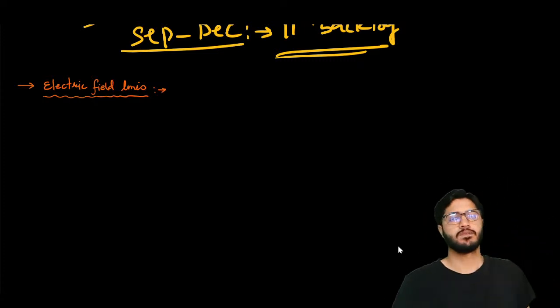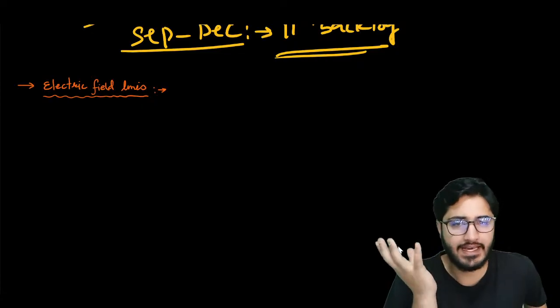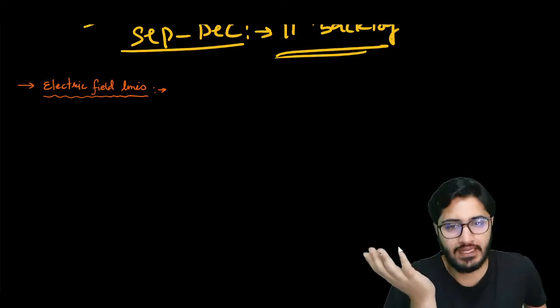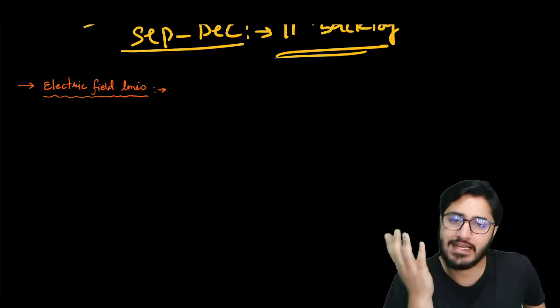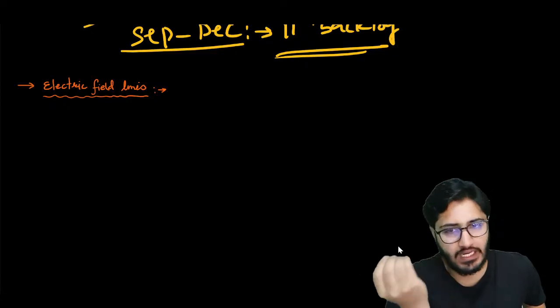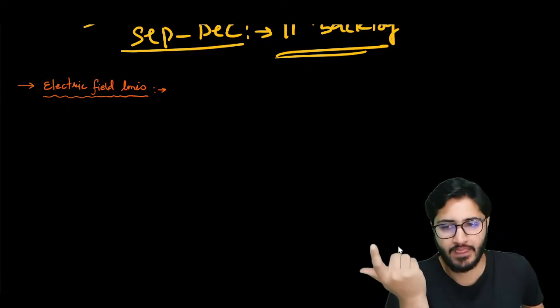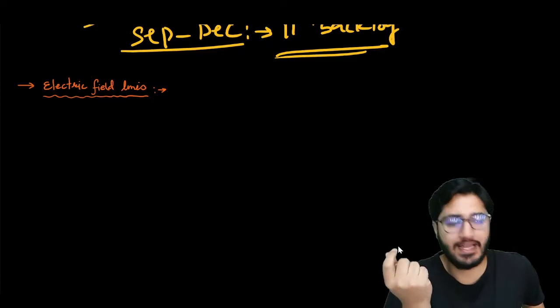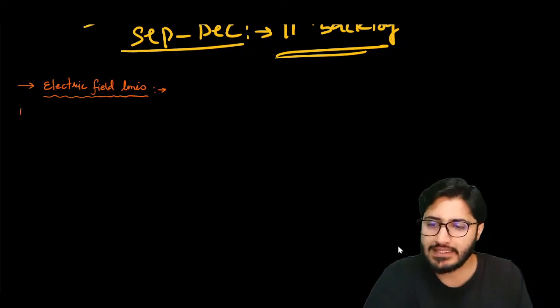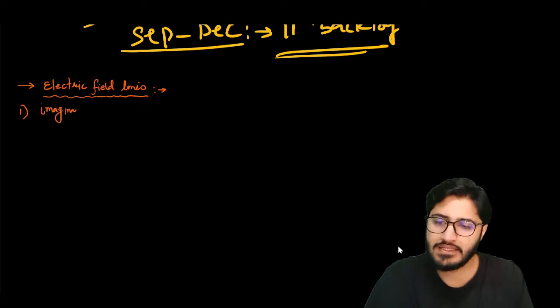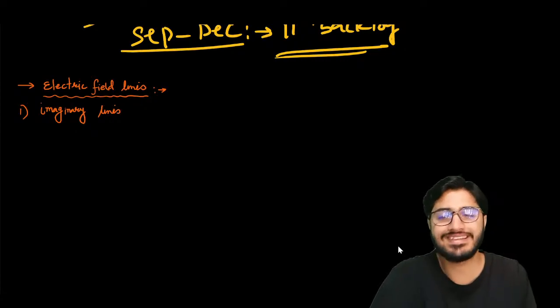So basically, now we know that around a charged particle, it has its own field. In that field, if we have any other charged particle, that charged particle is going to feel a force of attraction or force of repulsion. What are these electric field lines? So these electric field lines are imaginary lines. First point, these are imaginary lines. Okay. And what do these lines represent?